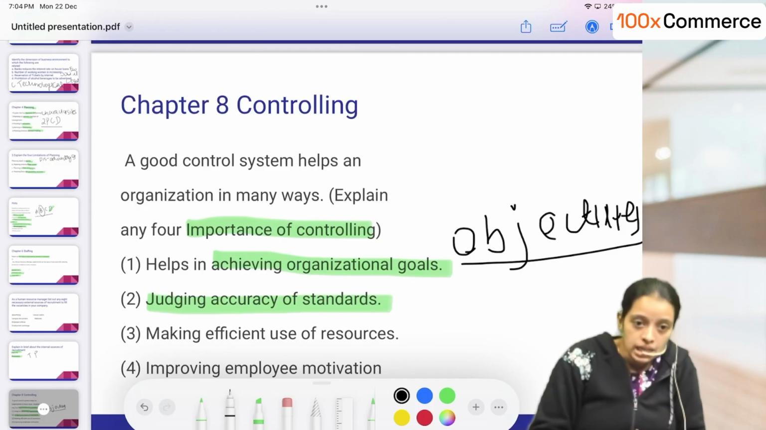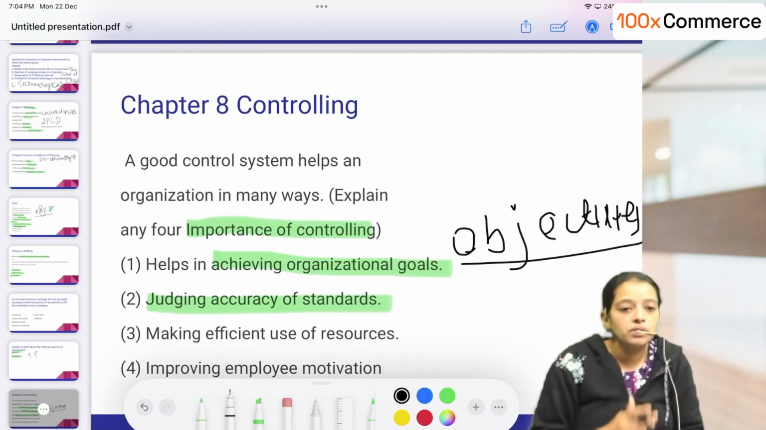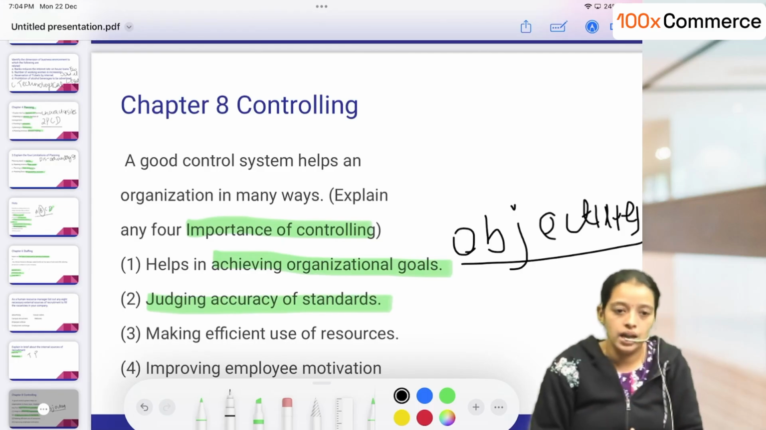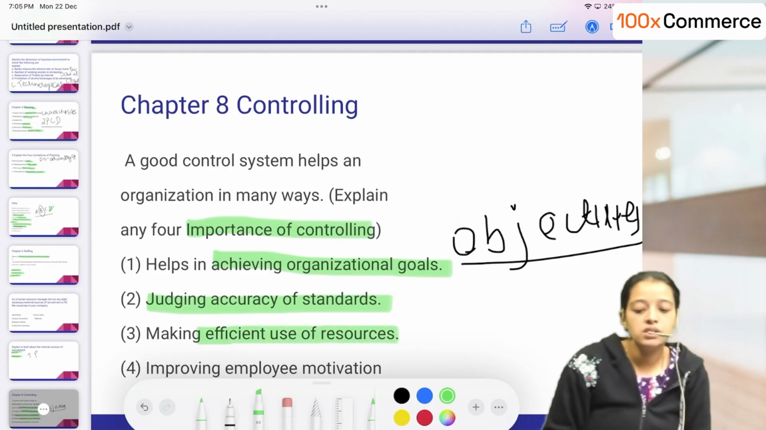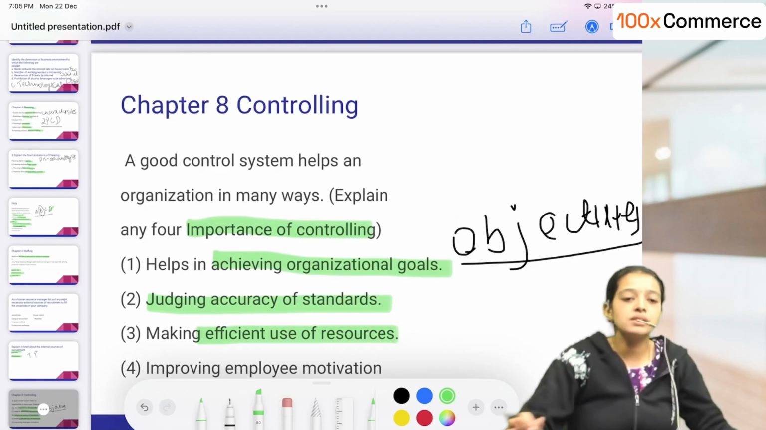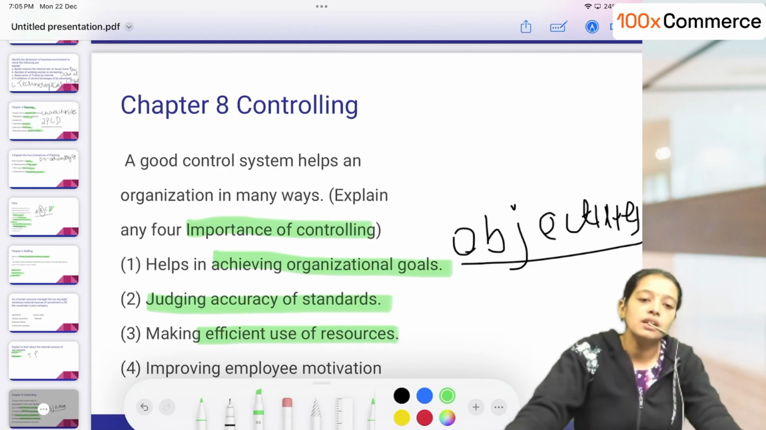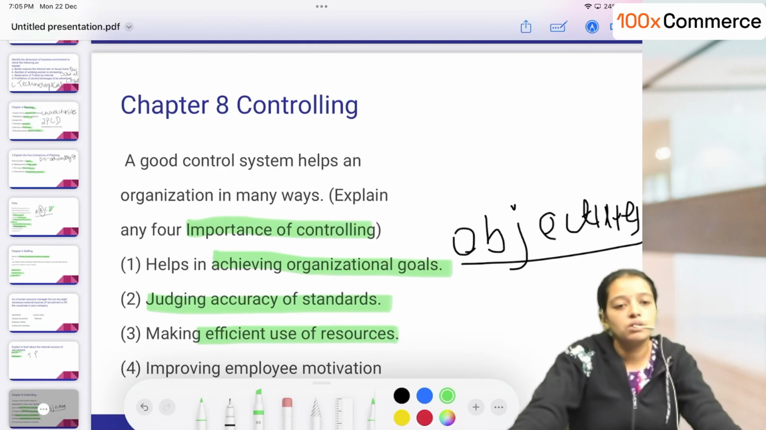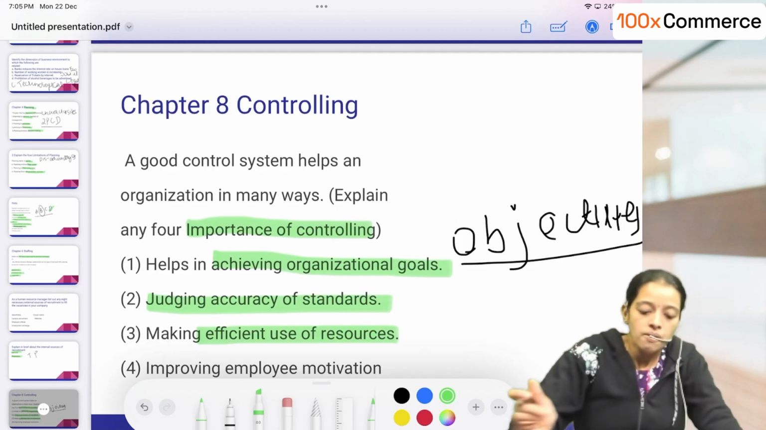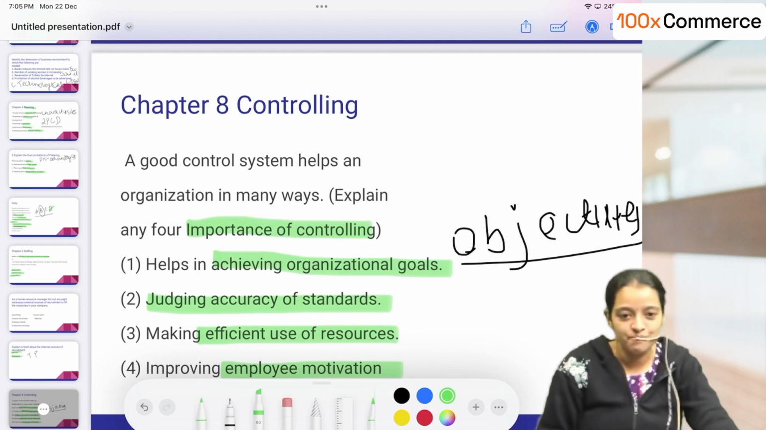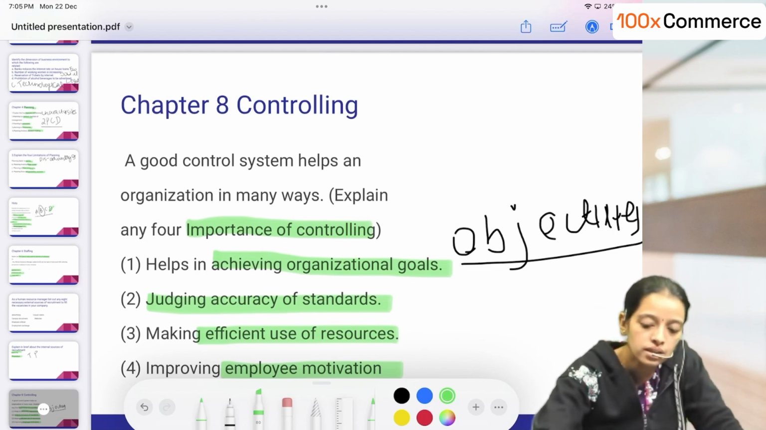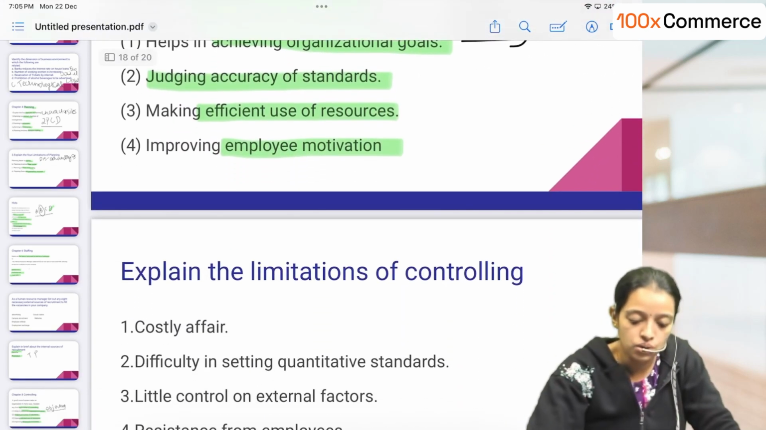So to judge that accuracy, this concept of controlling will be definitely helping. Next one will be, it makes efficient use of resources. Yes, so there is a maximum utilization of resources because of the concept of controlling. Next will be, your employee motivation also will improve. Yeah, so these are the points of the controlling.